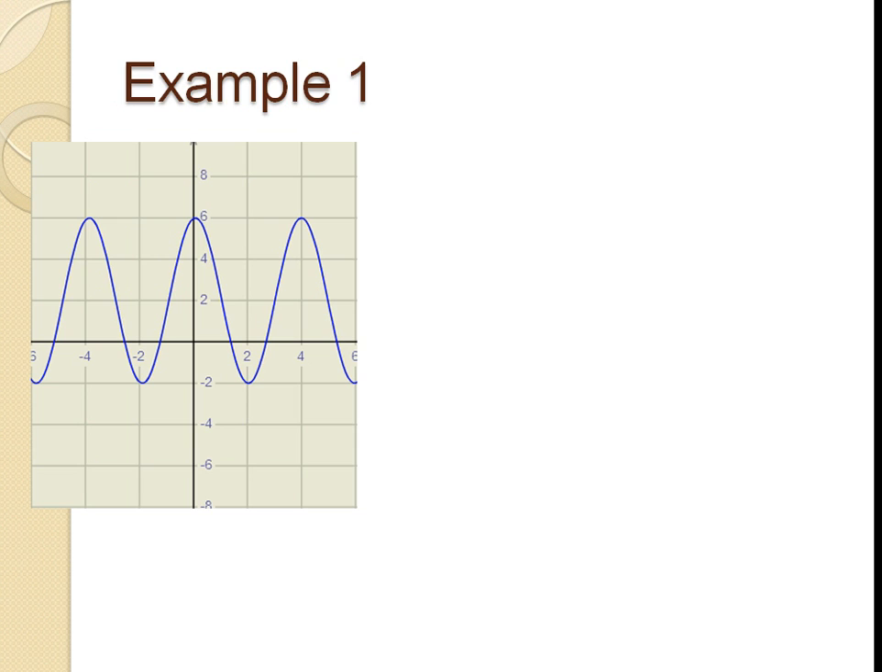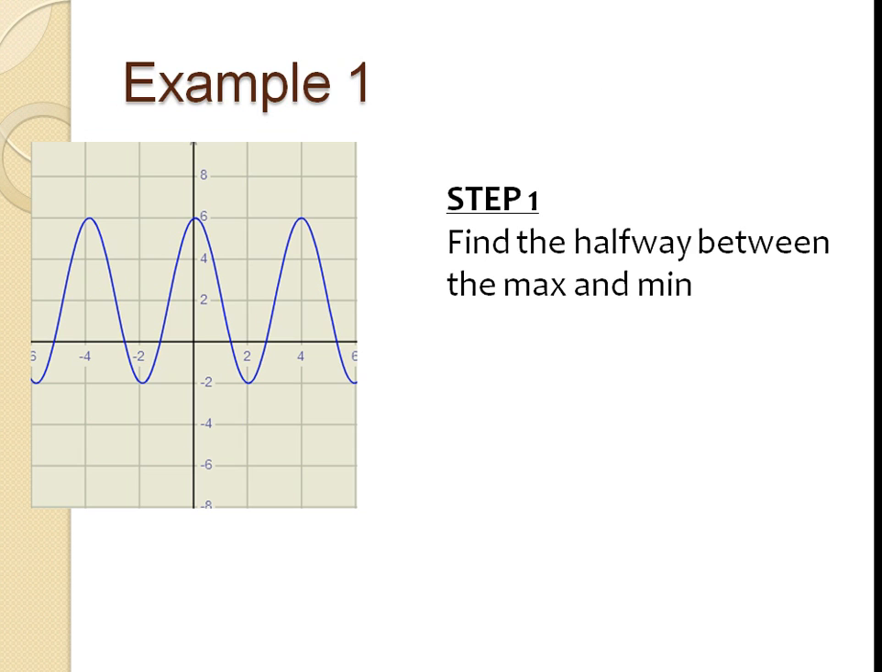the function. So for that, the first step, like we did for sine, was to figure out that halfway line between the maximum and the minimum. So for that, you add your maximum, you add your minimum, and you divide by 2. So 6 plus negative 2, divide that by 2, and you get 2.